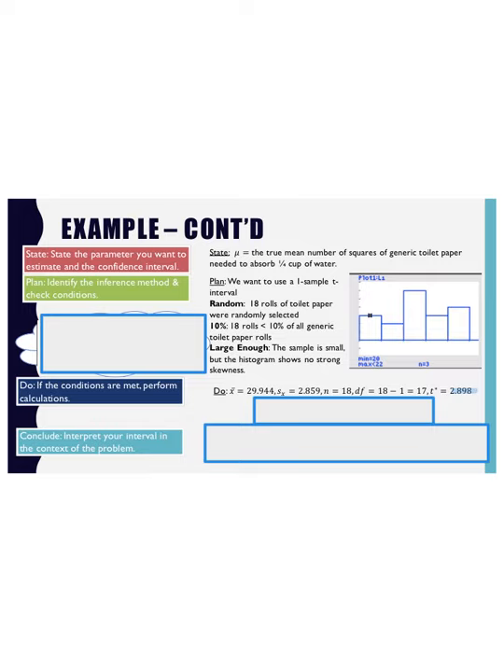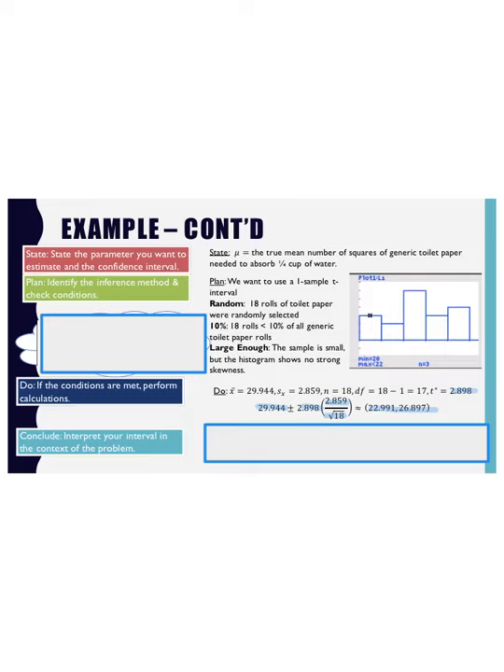Now we're ready to set up our interval. So if we go into our interval, notice we start with our sample mean, plus minus our critical value, times the standard error of the sample. So if our sample standard deviation was 2.859, we divide that by the square root of 18. And we should get a lower bound of 22.991 squares and an upper bound of 26.897 squares.